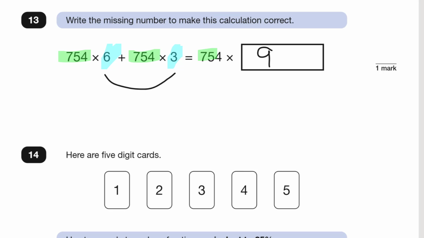There is no need to do lots of long-winded calculation. You can do the calculation, you might find the answer, but you're going to then have to do some dividing of 754, so it's going to take a really long time. And for a 1-mark question, it's often looking for something quite simple, so it's looking for your understanding of the properties of number. So in this instance, if you've got the same number, 754, it's just knowing that 6 lots of that number and 3 lots of that number make 9 lots of that number.